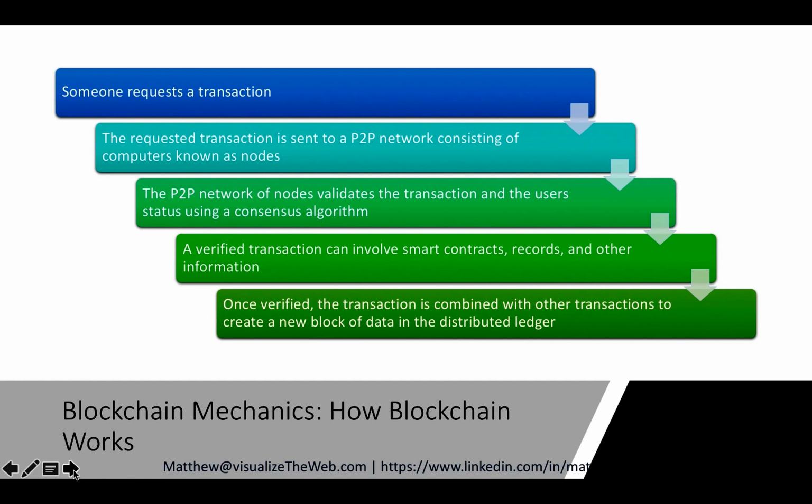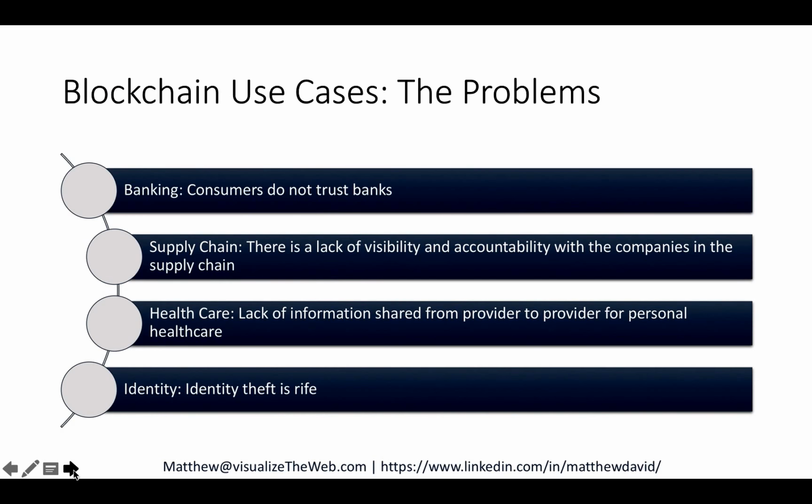There are two types of blockchain. There's a private blockchain and a public blockchain. Ethereum and Bitcoin are great examples of public blockchain. Hyperledger is a great example from IBM and the Linux Foundation of a private blockchain. There are reasons for both, but we're not going to get into that right now. What we're going to do is talk about the different types of problems that blockchain addresses. Key industries where blockchain is going to be significantly impacting are banking, supply chain, healthcare, and personal identity.